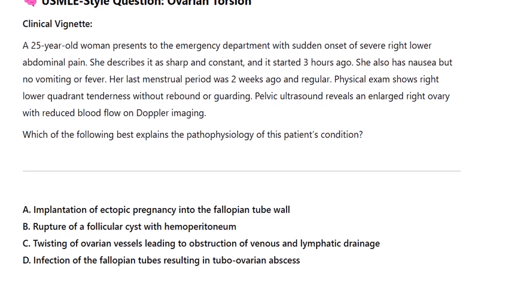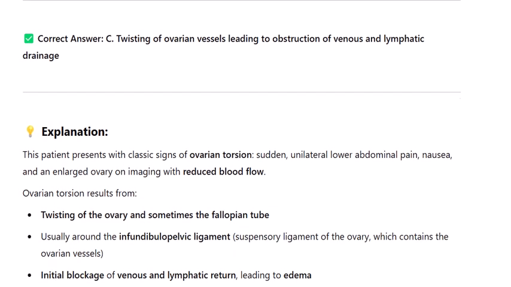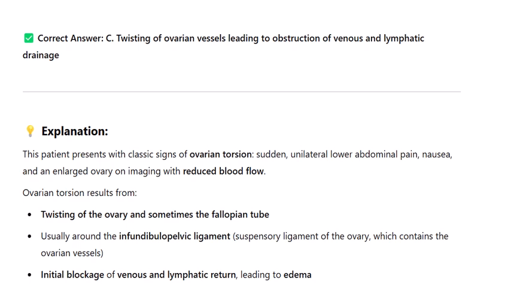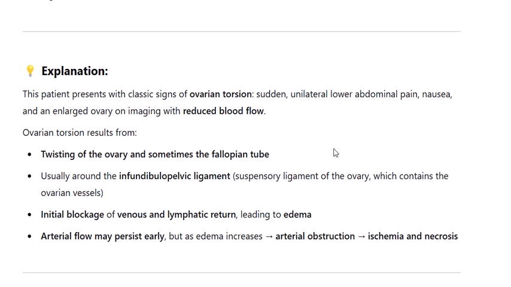Explanation: this patient presents with classic signs of ovarian torsion: sudden, unilateral lower abdominal pain, nausea, and an enlarged ovary on imaging with reduced blood flow. Ovarian torsion results from twisting of the ovary and sometimes the fallopian tube, usually around the infundibulopelvic ligament, the suspensory ligament of the ovary, which contains the ovarian vessels.